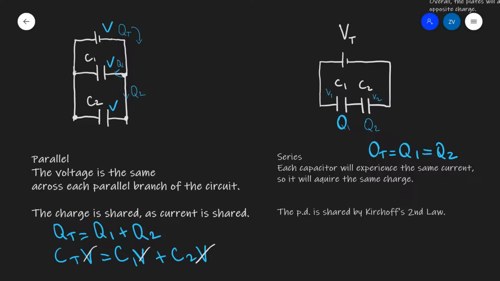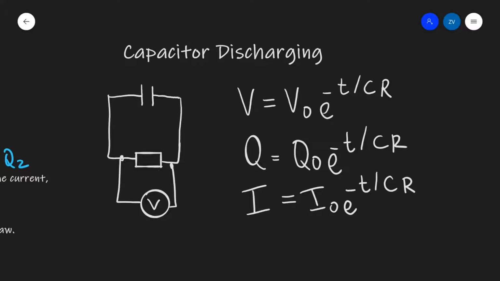The PD is shared by Kirchhoff's second law, which says that the sum of the EMF, so let's call that V total, will be equal to V1 plus V2. Let's have a look at a capacitor discharging.